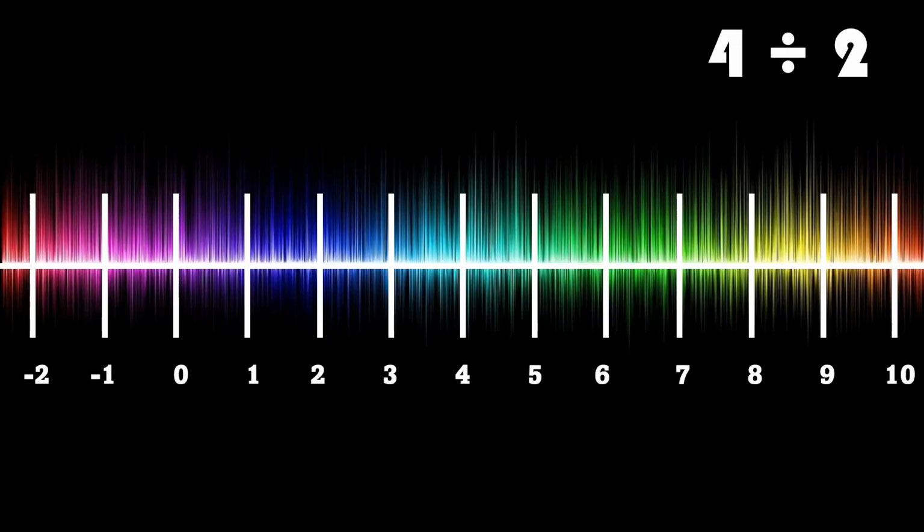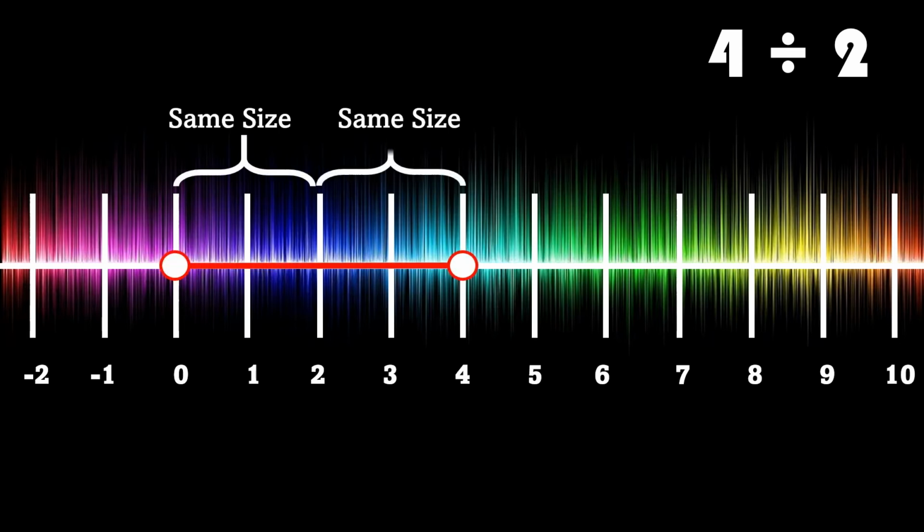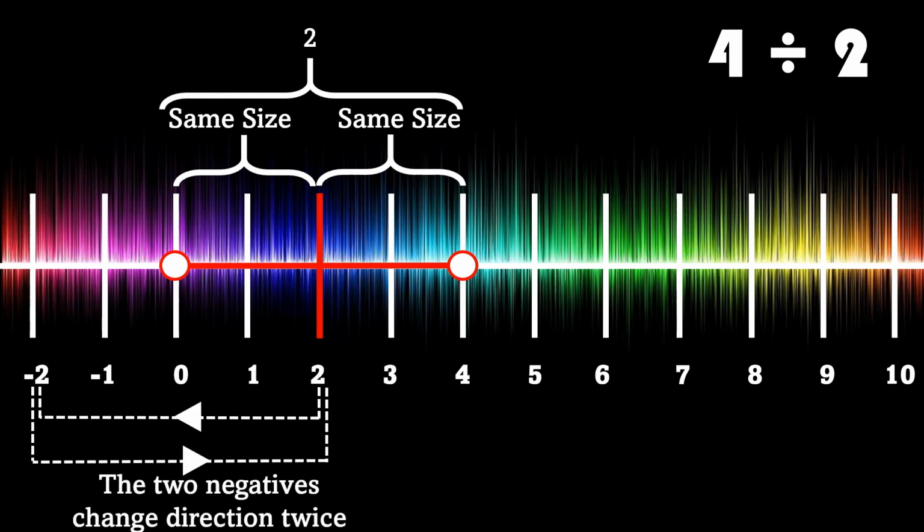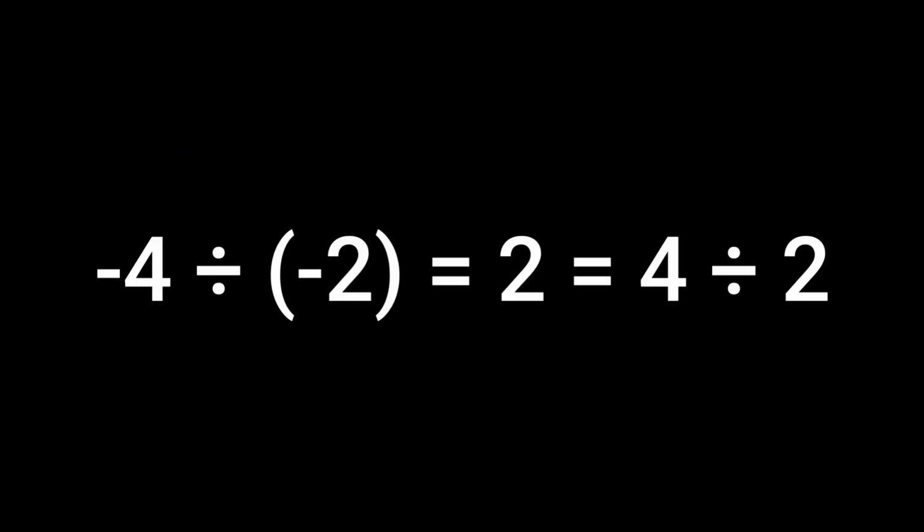Well, we can consider 4 divided by 2 first. If we split the segment from 0 to 4 into 2 parts, we see that each part is of length 2. Then we add back in the 2 negatives which cancel out and we are left with 2, which we would have gotten in the first place if we just considered 4 divided by 2 without any of this negative sign funny business. This leads us to our last rule today.